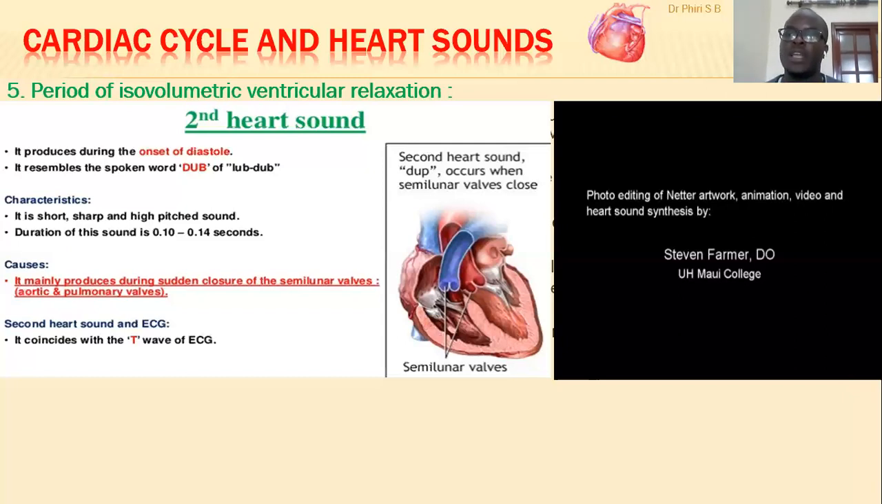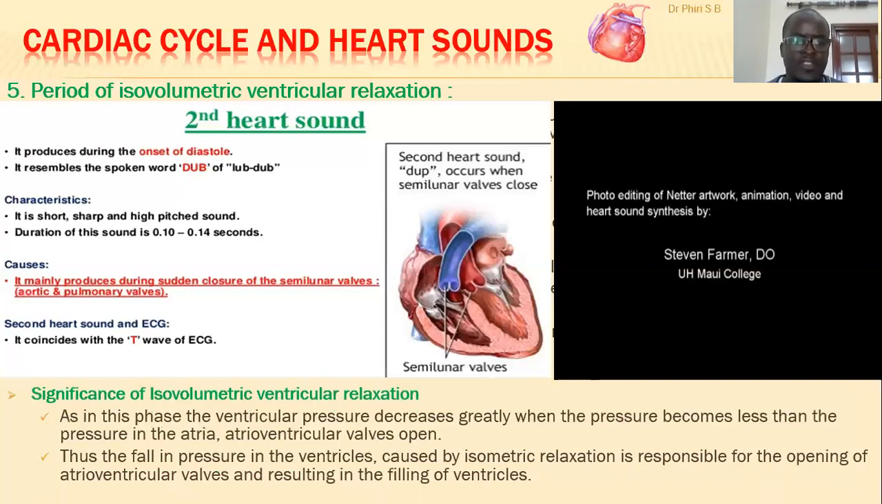The T wave, repolarization of the ventricles, will lead to relaxation, and then bring about the period of isovolumetric ventricular relaxation. The significance of isovolumetric ventricular relaxation is mainly that it will bring about the closure of the semilunar valves and also later on the opening of the AV valves. Just to note that within the ventricles the pressure is reducing. Because the pressure is reducing, the atrial pressure will increase more than the ventricular pressure. That will force the opening of the AV valve.